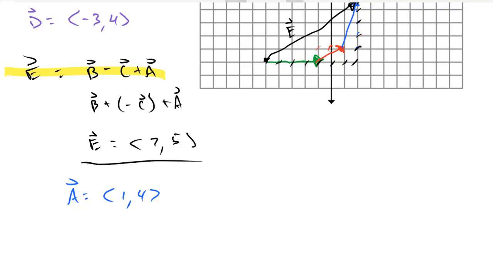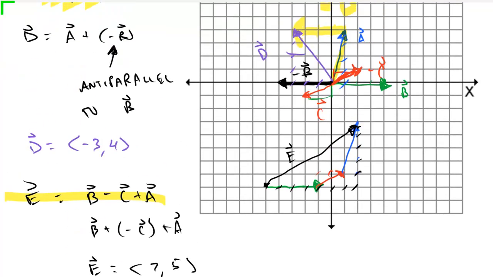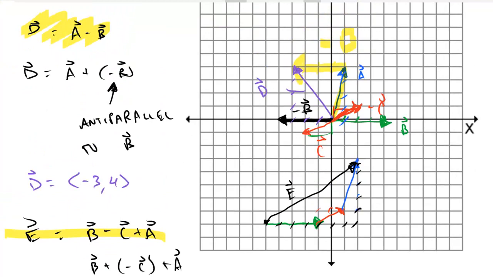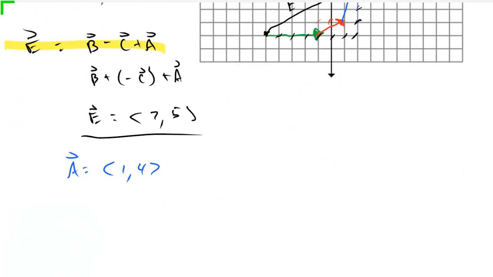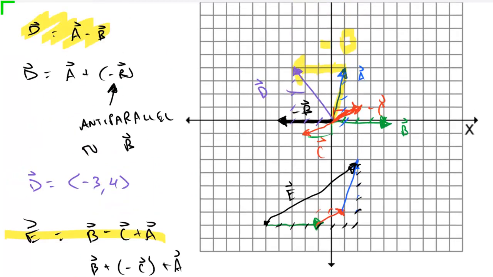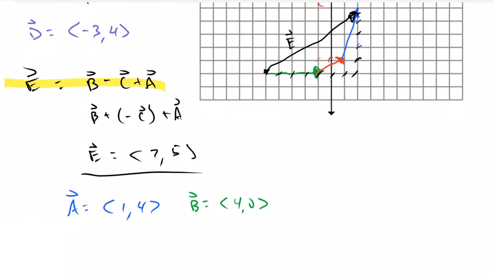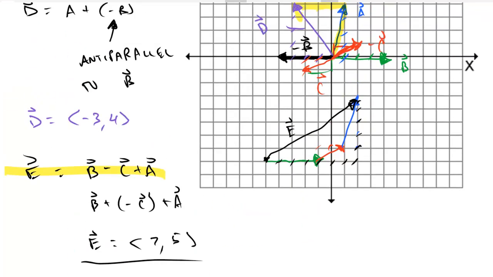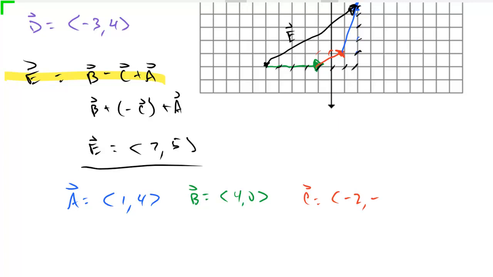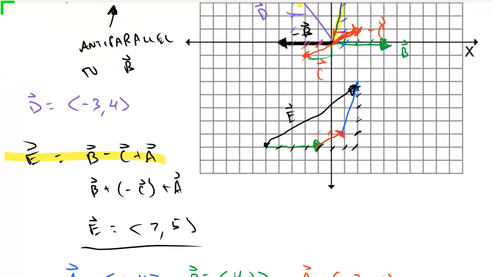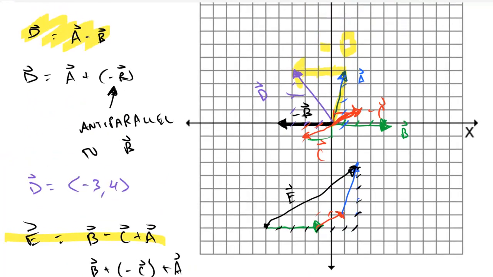Vector B was simply 1, 2, 3, 4 to the right, and it didn't move at all in y. So vector B is (4, 0). And vector C moved to the left 2 and down 1. So vector C can be written as: to the left 2, so this is -2, down 1, -1. And then we can do any sort of operations we want.